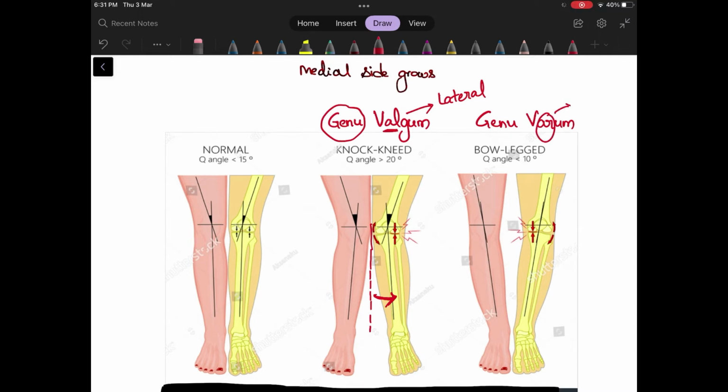What is varum? For varum you have to remember near. For Genu, we will take the leg. When the leg is moving near, near means medial. If you consider this as a midline, if the leg is moving towards the midline, it becomes Genu varum. I hope it is very easy now. Valgum means AL, lateral. If the leg is moving lateral, away from the body, it becomes Genu valgum. What is Genu varum? Varum means AR, that is near. If the leg is moving near to the midline, that is medial deviation of the leg, it is Genu varum.